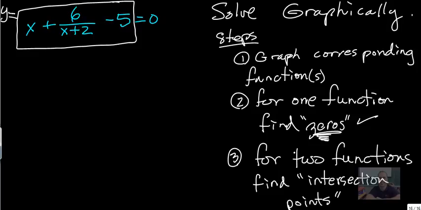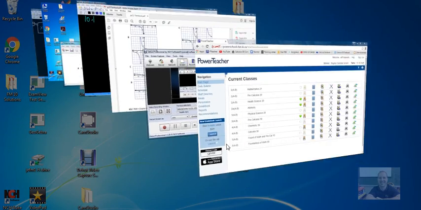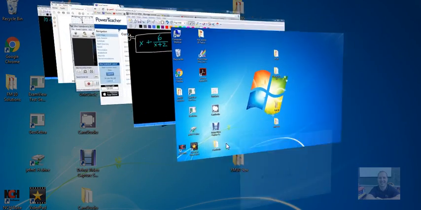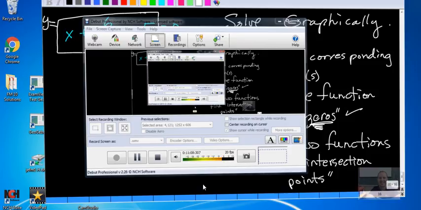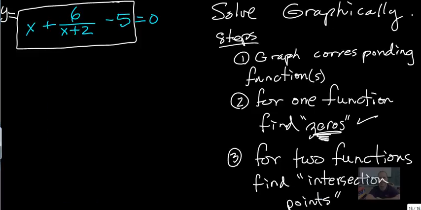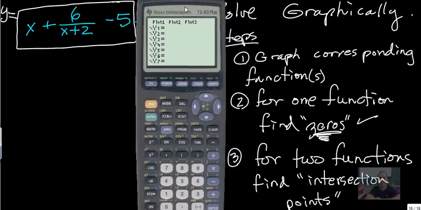Okay. So, the graphing calculator, what? Why does it not show up here? It's supposed to show up here. Something's wrong. All right.